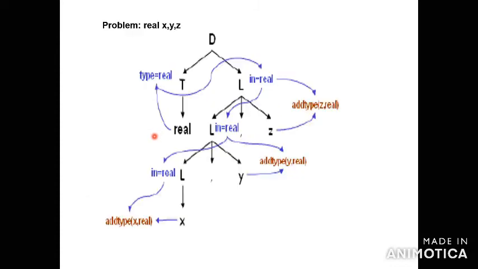Here check, what is the given thing? The problem is real of x comma y comma z. So here, what are inherited attributes? They come from the parent or sibling of that node.